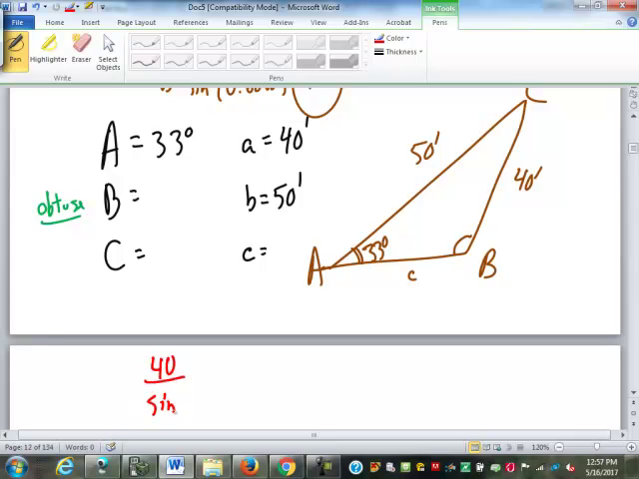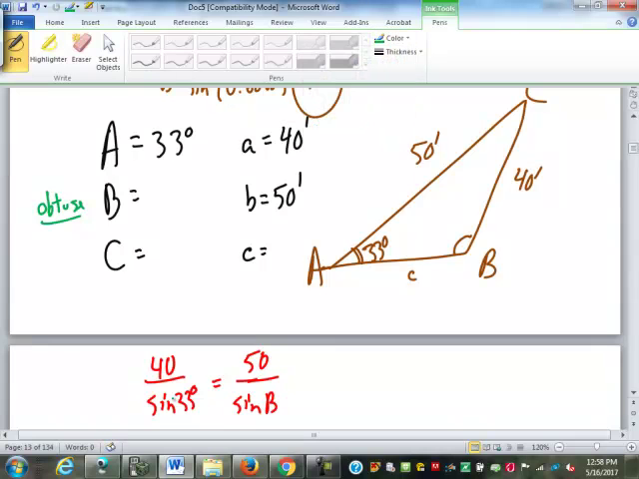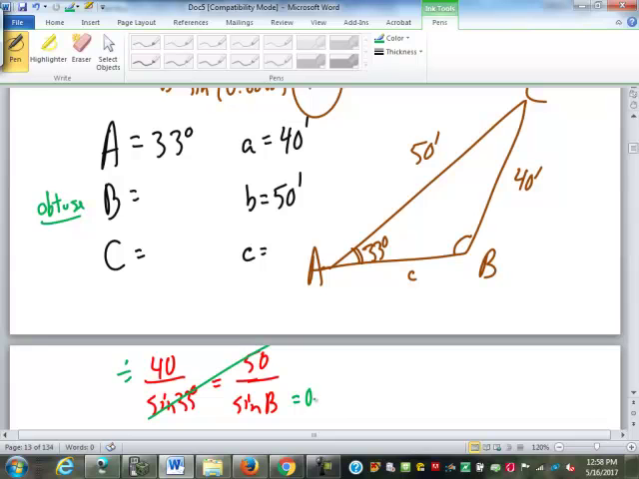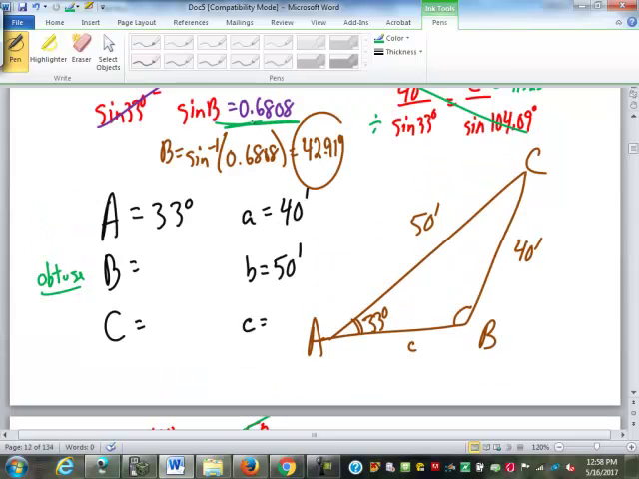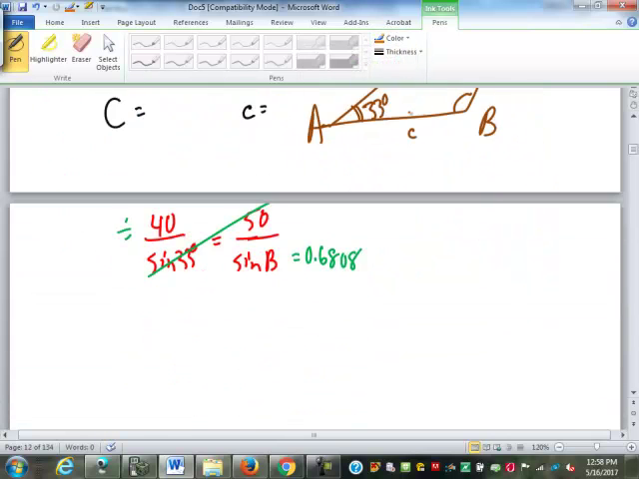40 over the sine of 33 degrees equals 50 over the sine of B. This looks exactly like the way we started before. We'll cross multiply and divide. We get 0.6808. Remember, that's what we had up here, 0.6808. So how on earth do we get a different angle out of that?